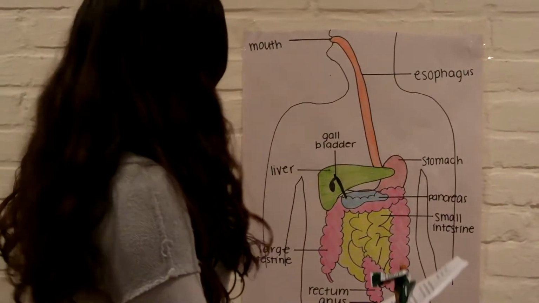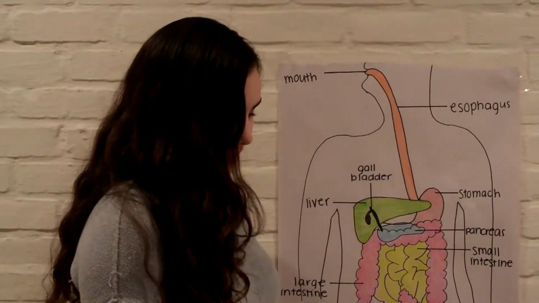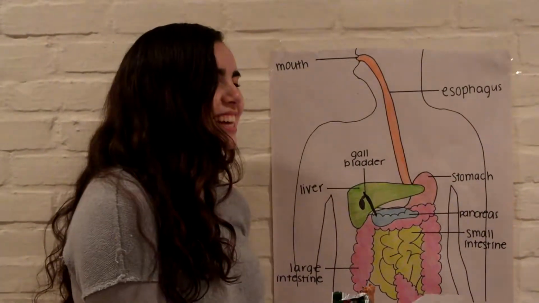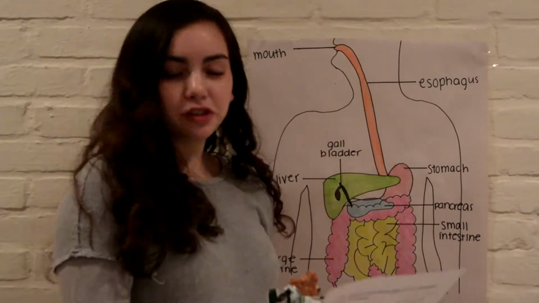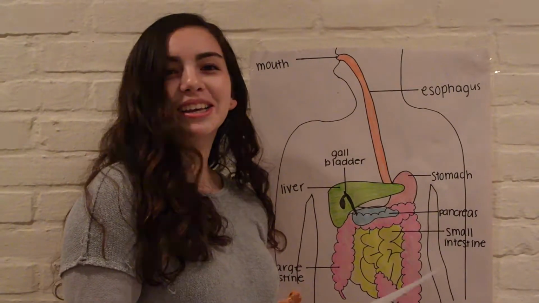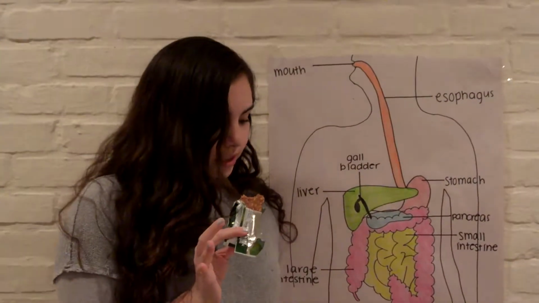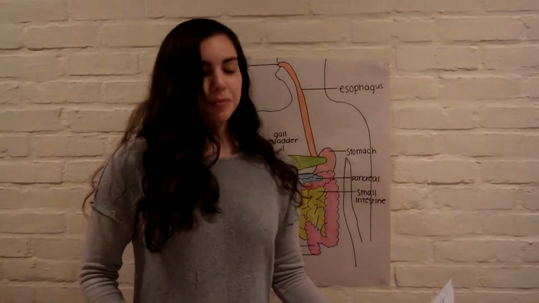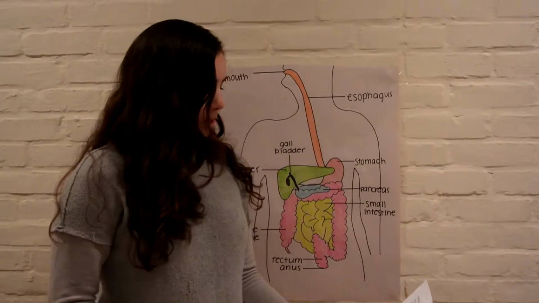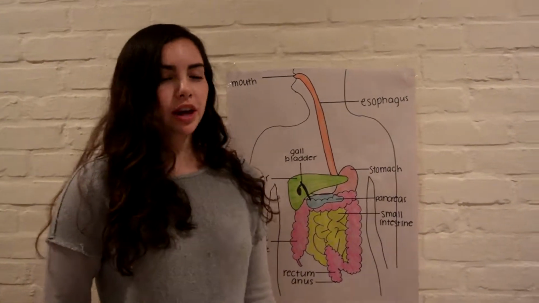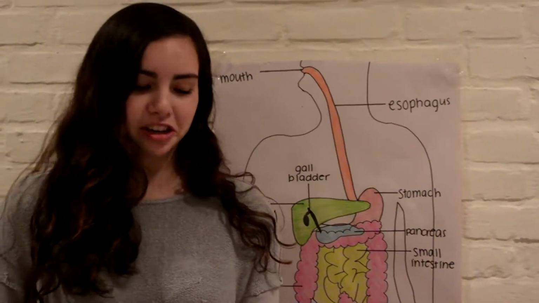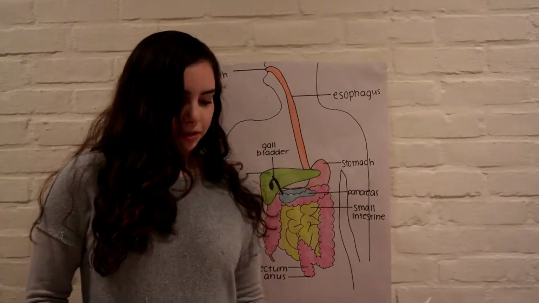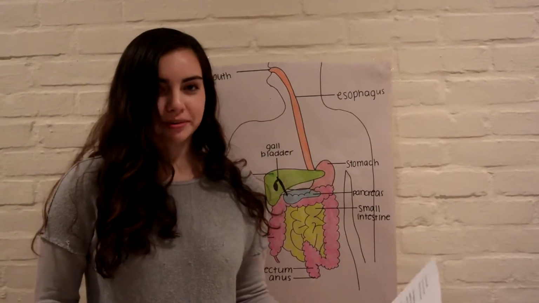Saliva in your mouth begins the digestive process. It moistens food and helps create a food bolus so that when it goes down, it's much easier. It contains the enzyme amylase that breaks down some starches into maltose and dextrin.